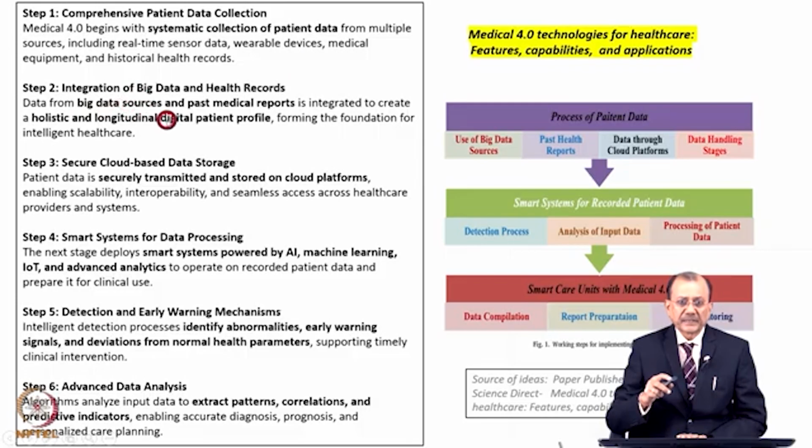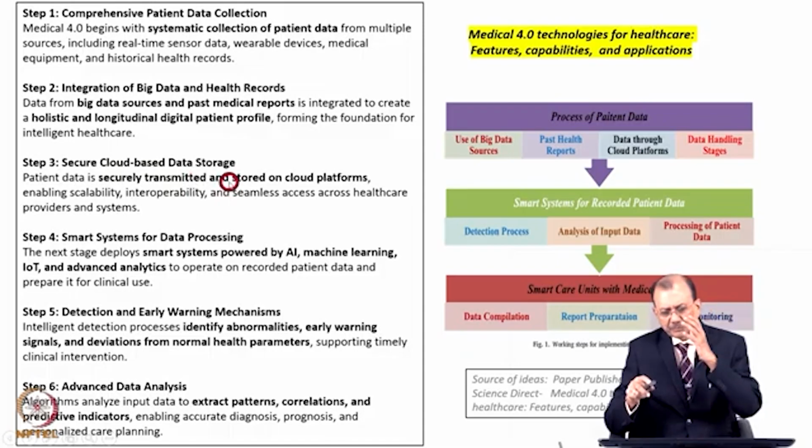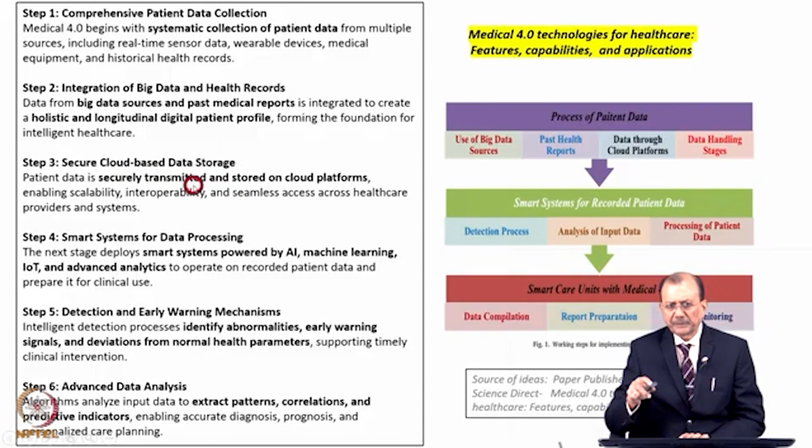Then integration of big data with health records. We have the health record, as we say, EHR, and then we have to analyze this data. For that we need big data analytics. Then all this data has to be secured and stored on cloud-based data storage. That is the third step. So, we have to have a space, we should subscribe to some cloud services. There are many cloud companies offering cloud services for health. For that, they have specialized algorithms, specialized cloud-based applications.